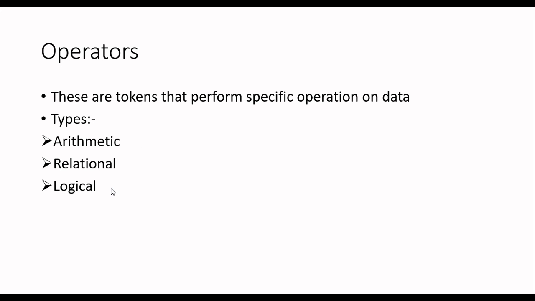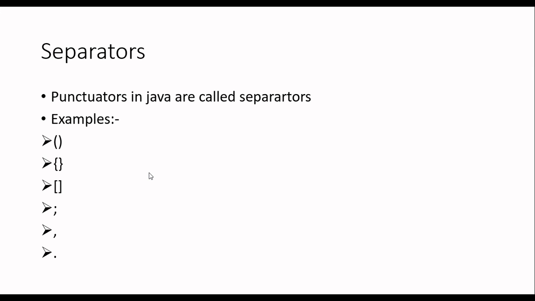Operators. Operators are tokens that perform specific operations on data. So data might include variables or numbers. So let's say we have A and B. We need to add these variables. So A plus B. So the operator over here is plus, and as we discussed in the previous slide, A and B are identifiers. So there are three types of operators: arithmetic, relation, and logical. We'll discuss each of these in a separate session. For now, just know the names.